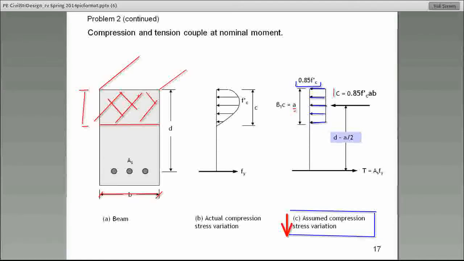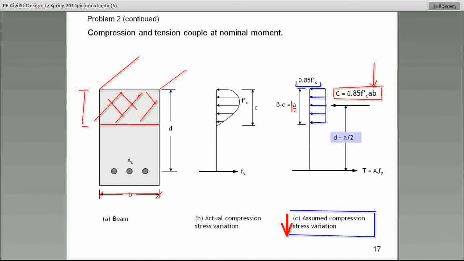So there it is. The total compressive force is equal to 0.85 F prime C, that's the stress, times the area over which it's acting, which I just showed you what that area is. So that is A times B. Guys, this is the second or third step that you do, because that's always the same. So big C, capital C, is the total compressive force, and it's equal to 0.85 F prime C times A times B.